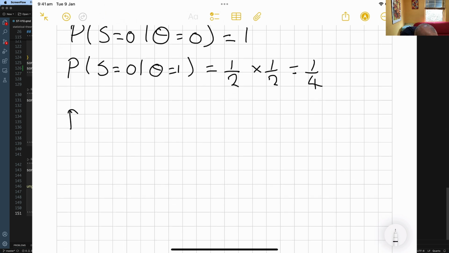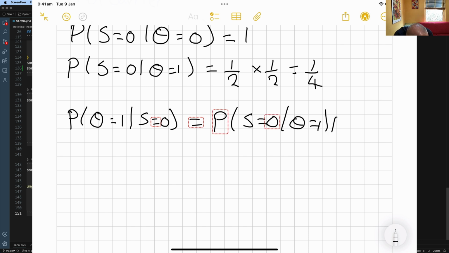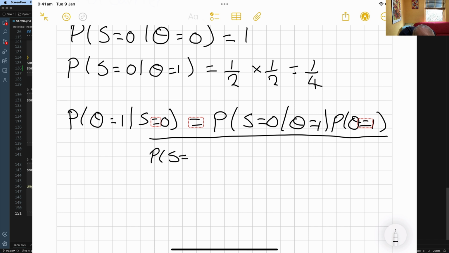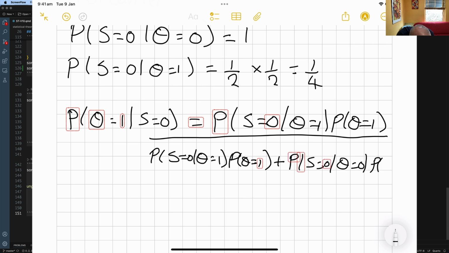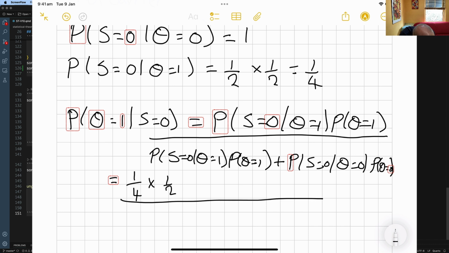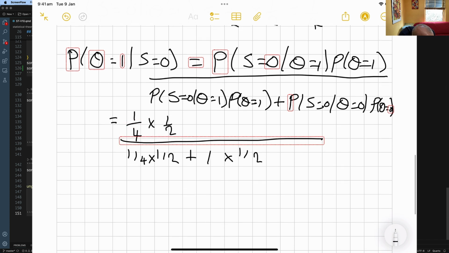So let's put that together. The probability that theta equals 1 given S equals 0, well, we use Bayes' rule. It's the probability that S equals 0 given theta equals 1, times the probability that theta equals 1, over the same thing again, the probability that S equals 0 given theta equals 1 times the probability that theta equals 1, plus the other possibility, the probability that S equals 0 given theta equals 0 times the probability that theta equals 0. That's a quarter times a half over a quarter times a half plus 1 times a half. That's all from above, which equals a fifth. Cool.